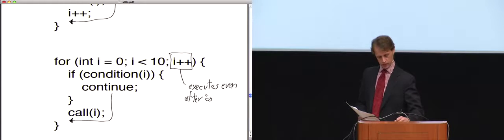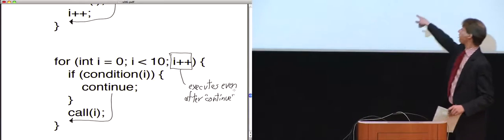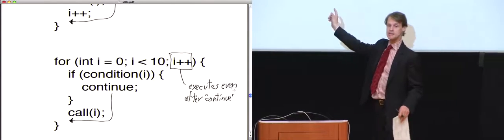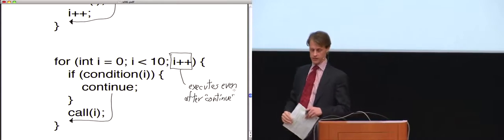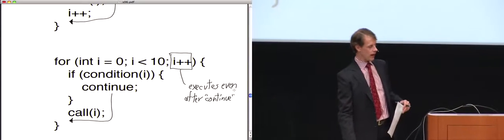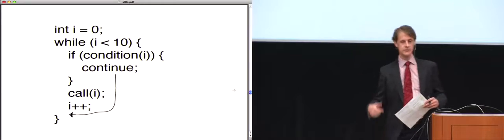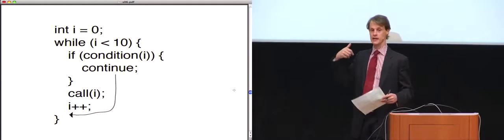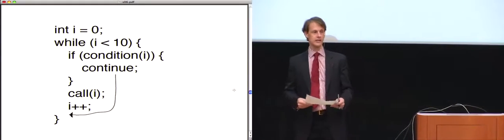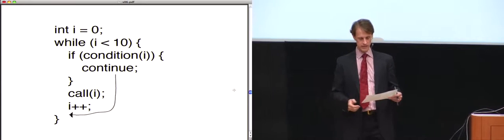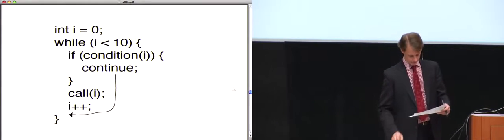So these two loops here are actually not equivalent, because the for loop will do an I++ immediately after the continue statement is executed, but the while loop will not. The while loop skips right over the I++ and doesn't do it. That's the one difference between this kind of for statement and this kind of while.